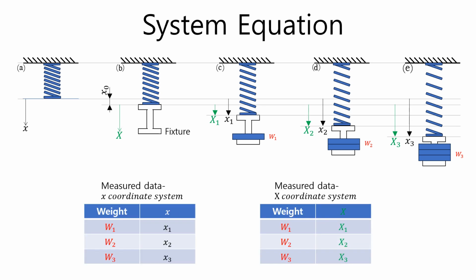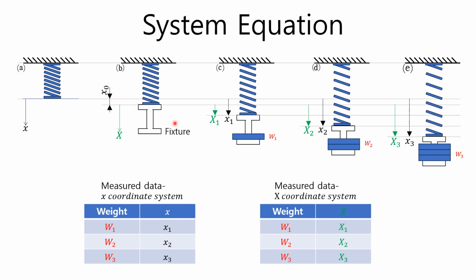The data we measured is as shown in the lower left table for the lowercase x coordinate system. They can be represented visually. As shown in figures C, D, and E, the displacement due to the addition of weight can be represented by the lowercase letters x1, x2, and x3. We don't know the fixture weight and the displacement of x0.